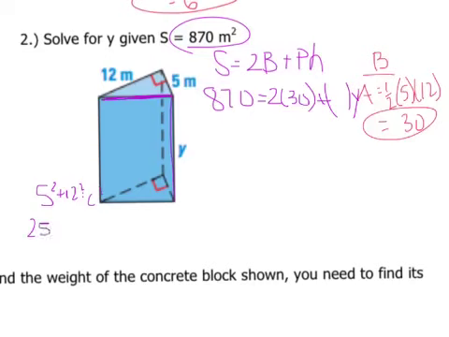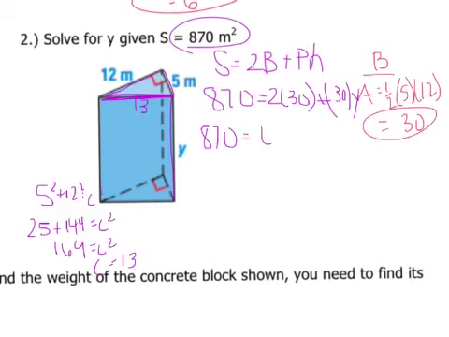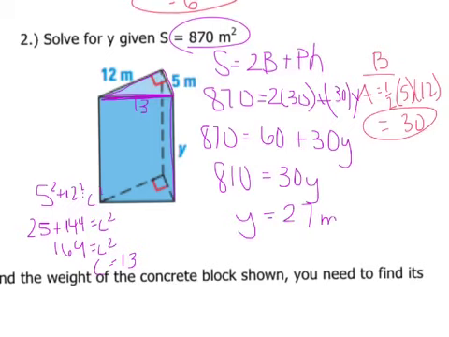What is it? 13. The hypotenuse should be 13. Oh, you're ahead of me. Yeah, the length of the hypotenuse is 13, so then the perimeter would be 12 plus 13 plus 5, which is 30. We can simplify a little bit at this point, so 870 equals 60 plus 30y. Then it's just algebra from here. Subtract the 60 and divide by 30. And we get that the height is 27 meters.